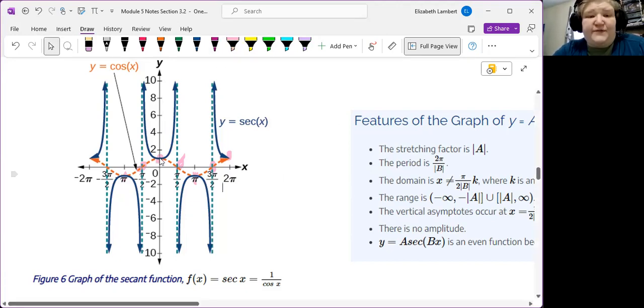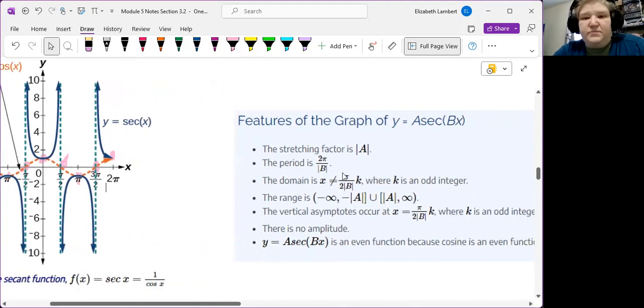So for the original graph, they occur at pi over 2, and then at 3 pi over 2, 5 pi over 2. So this is pi over 2, and then the width here is pi, because a full period repeats on 2 pi, and the asymptotes are occurring at every 0 point. Oh, well, they just got lazy: x cannot equal pi over 2 times the absolute value of b, k, where k is an integer. Yeah, technically that works, but it only works if it's centered. If the graph gets shifted, this is not going to work.